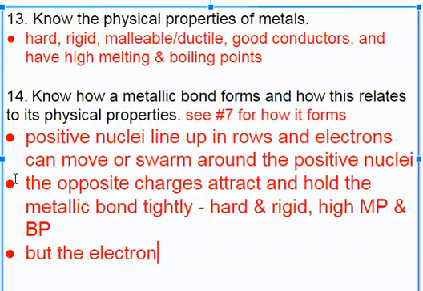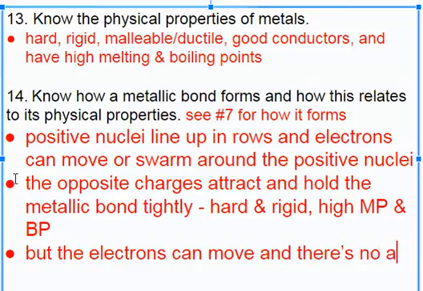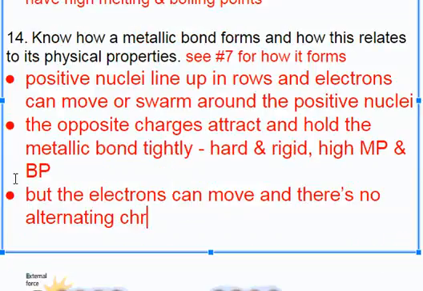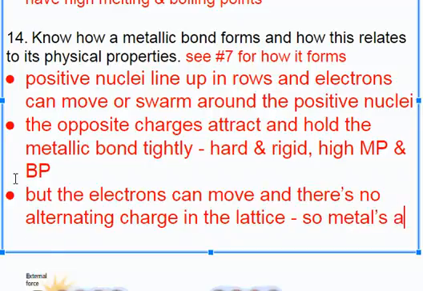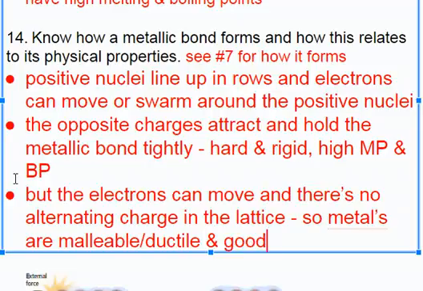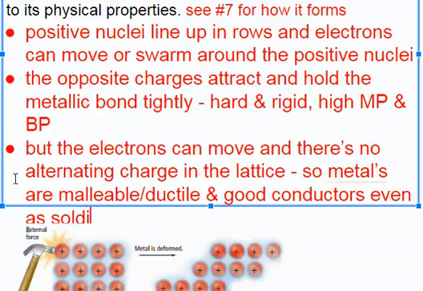But the electrons can move. And there's no alternating charge. So that's why metals are malleable or ductile and good conductors, even as solids. Because unlike ionic compounds, the charge can move even when they're solid.